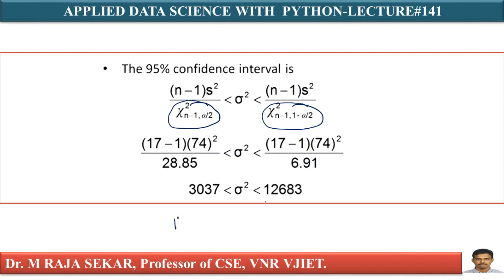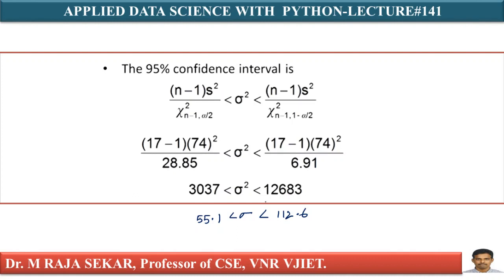This is the confidence interval for sigma square, which means it's a confidence interval for the population variance. How can I get the confidence interval for the population standard deviation? You must take the square root throughout this inequality. If I take the square root, I will get 55.1 less than sigma less than 112.6. Just check it out, isn't it?